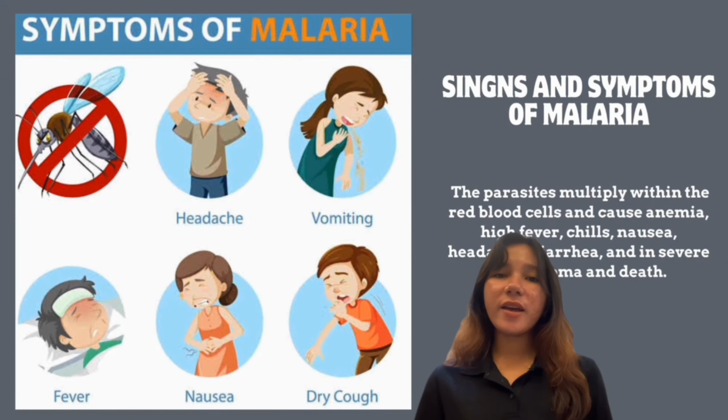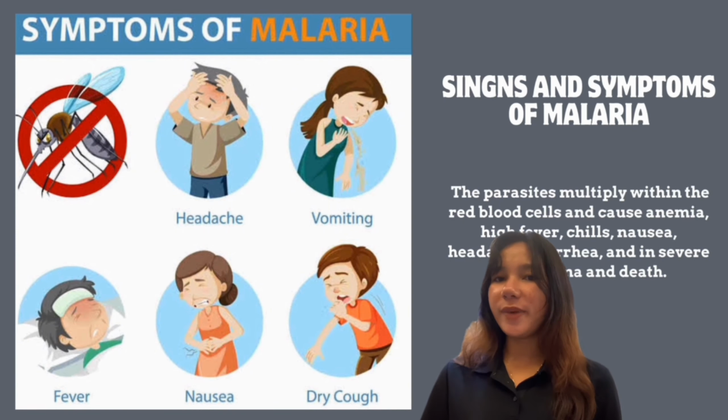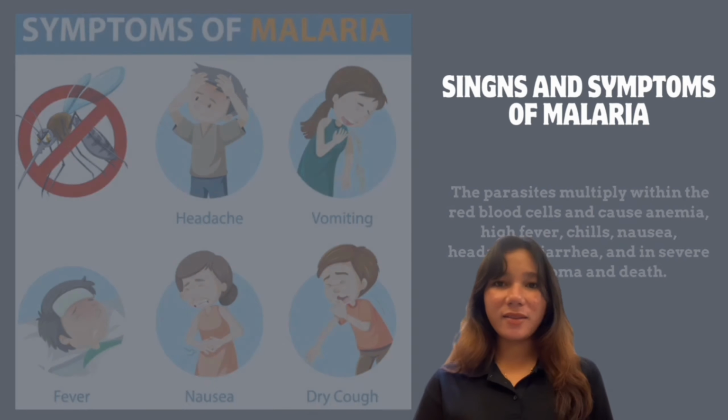So what are the signs and symptoms of malaria? The parasites multiply within the red blood cells and cause anemia, high fever, chills, nausea, headache, diarrhea, and even, in severe cases and worse, coma and death.